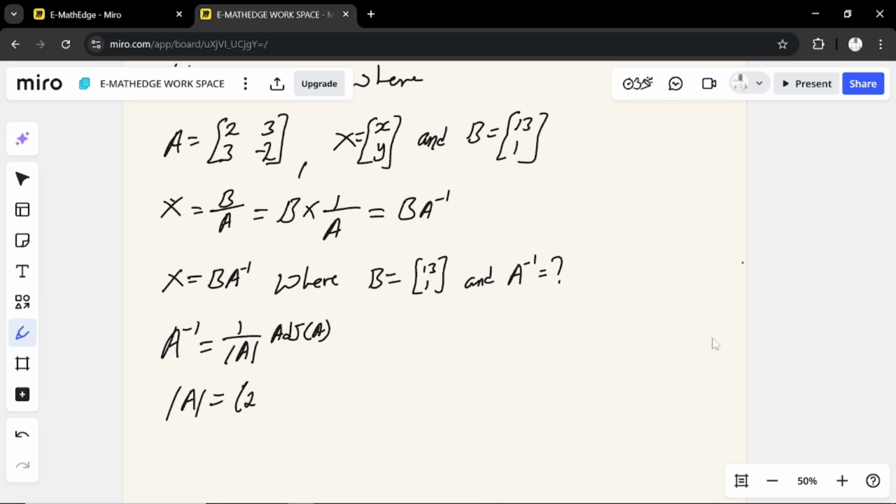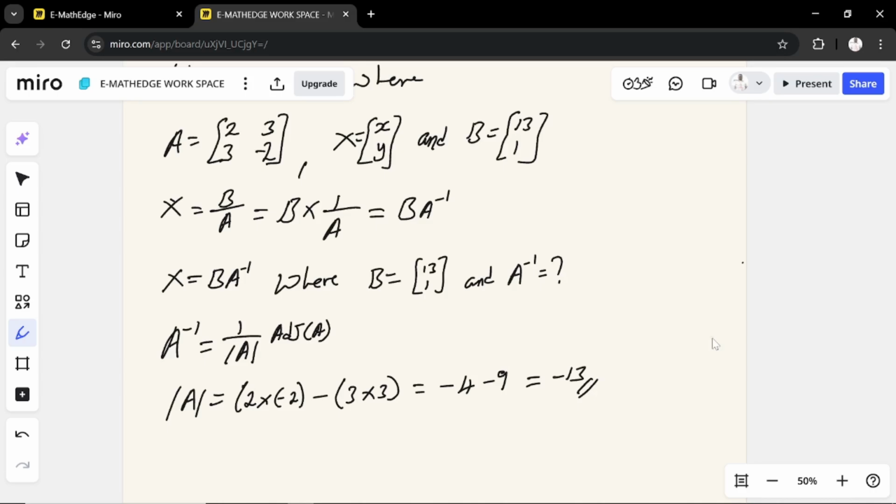We are going to have 2 multiplying -2 minus the elements in the other diagonal, which is 3 multiplying 3, such that 2 multiplying -2 is -4, minus 3 multiplying 3, which is -9, such that -4 minus 9 gives us -13. So this is the determinant of A.